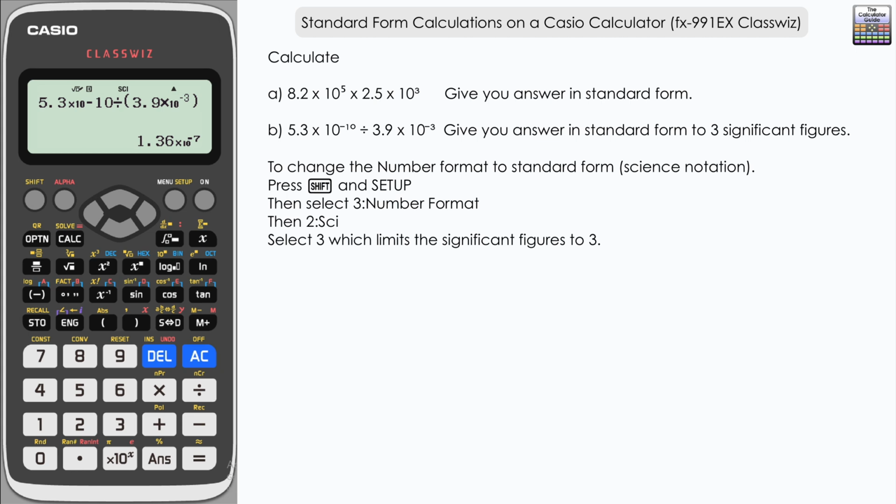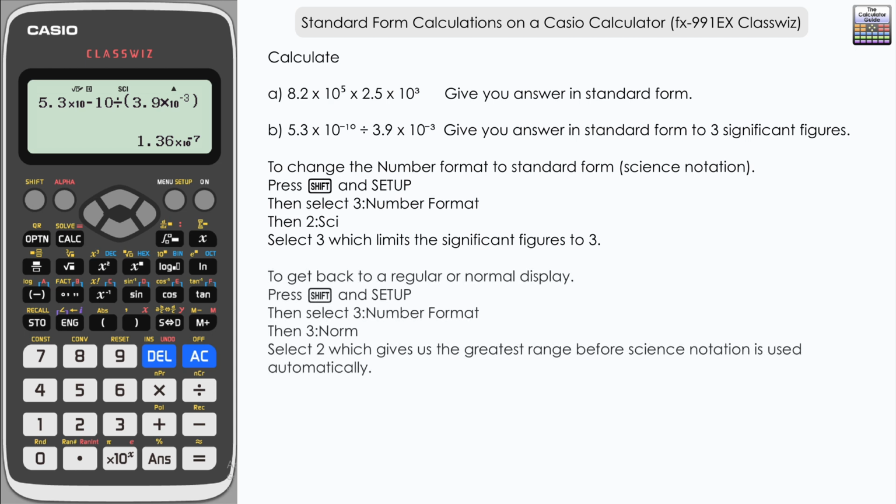And just before we go, let's change it back to a regular decimal display. Shift, setup, 3 for number format. This time we're going to choose 3 for Norm, and I typically choose Norm 2 here. This will give us the greatest range of values before the calculator defaults to standard form or science notation. It will do that automatically with really big and really small numbers in order for you to be able to see really big and small numbers displayed. But 2 gives you the broadest range, so I'm going to choose 2 here, press equals, and here you can see our answer as a regular decimal.